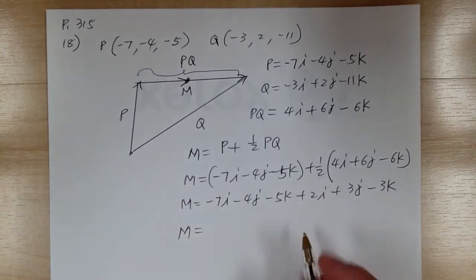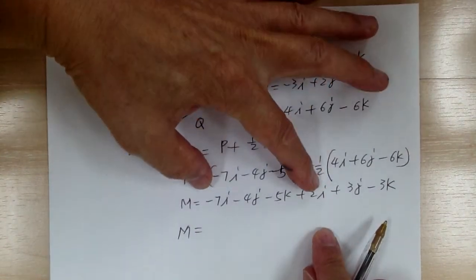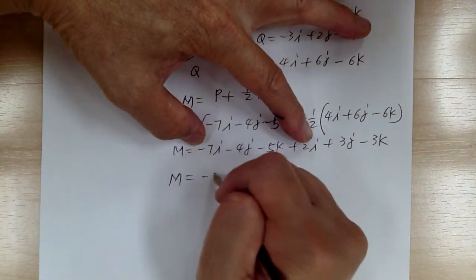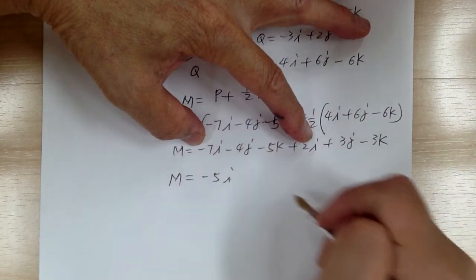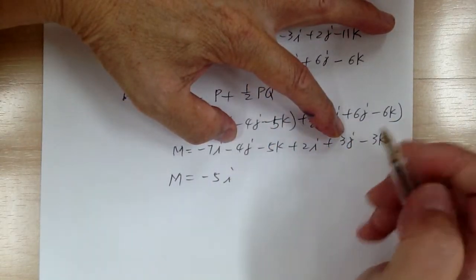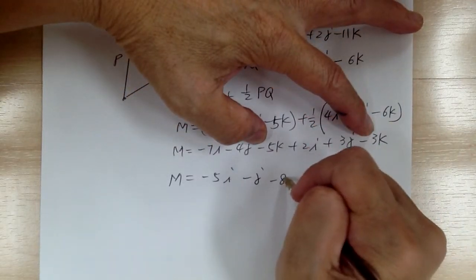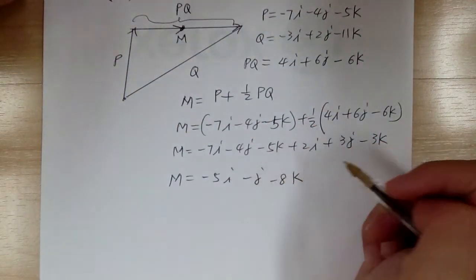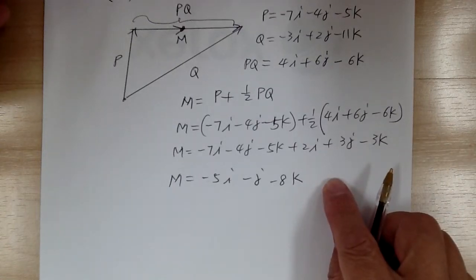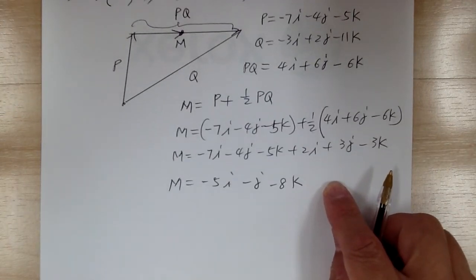So M equal, now you combine the like terms. Use your fingers. This will give you minus 5i. This will give me minus j. And this will give me minus 8k. Double check.